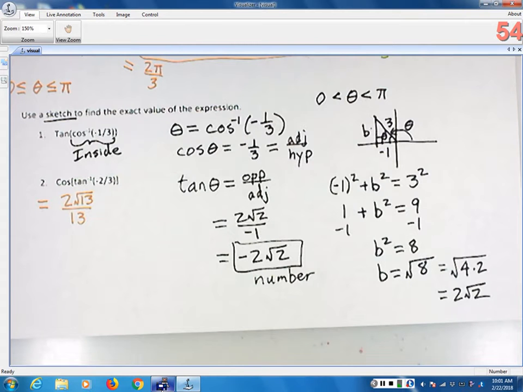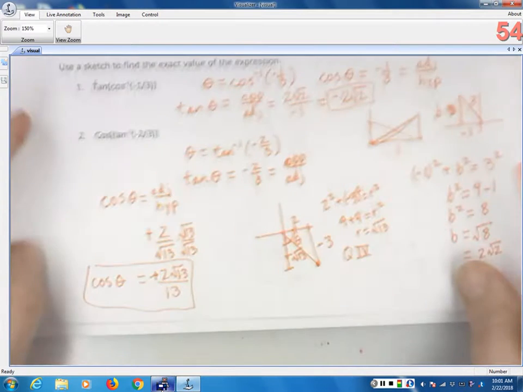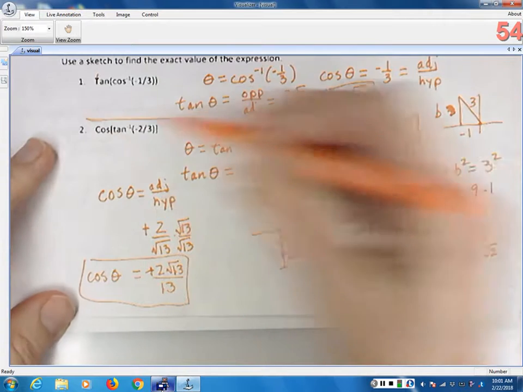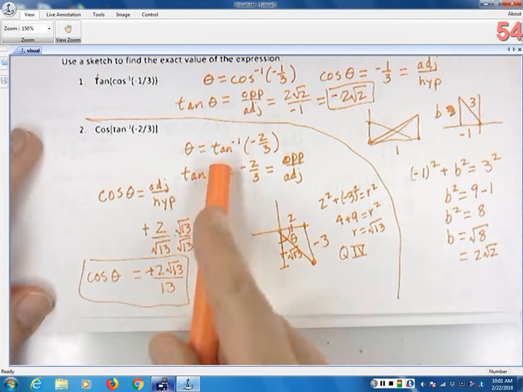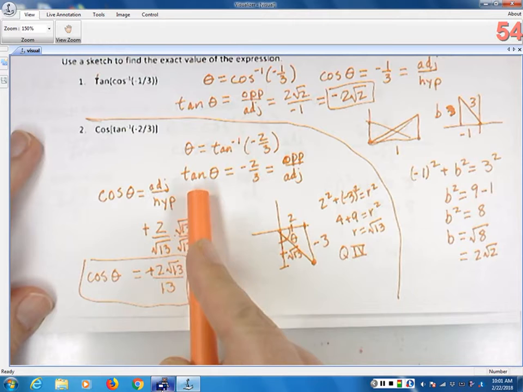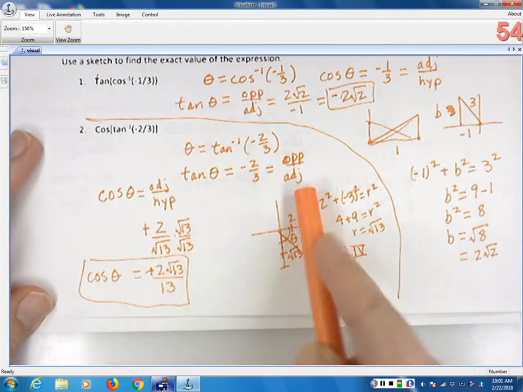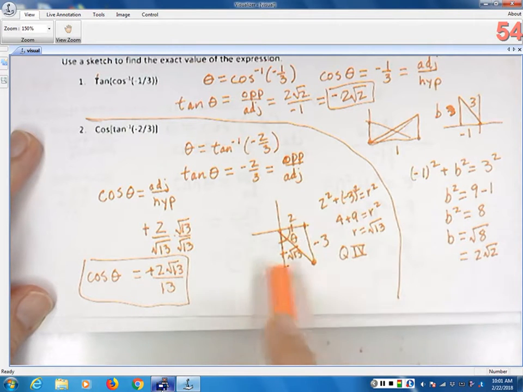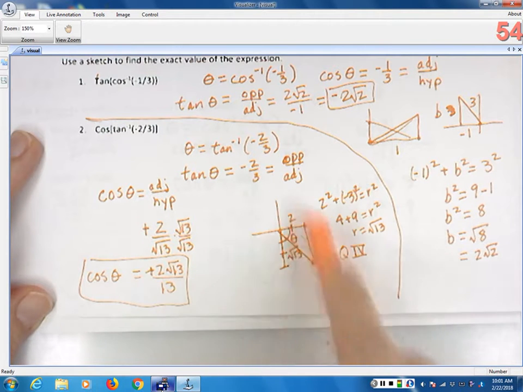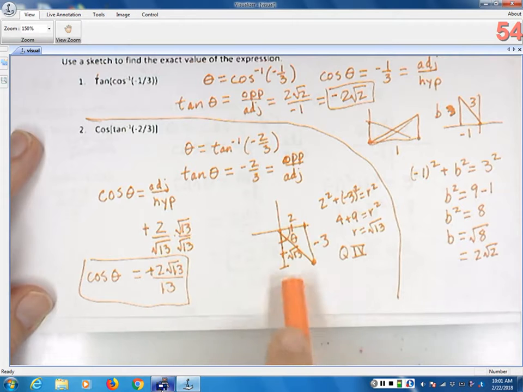All right, so down to cosine. I've got my work here for this one. Tangent theta is minus 2/3, opposite over adjacent. I had to draw my triangle in quadrant 4 because that's between minus pi over 2 and pi over 2. And then the 2 must be negative.